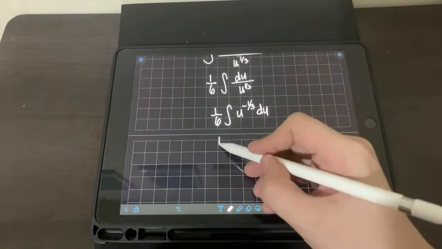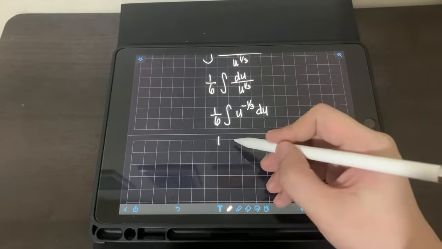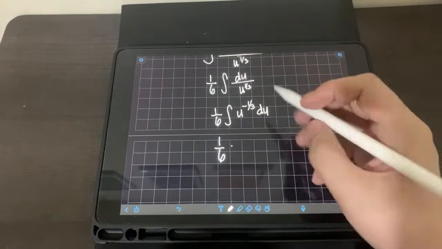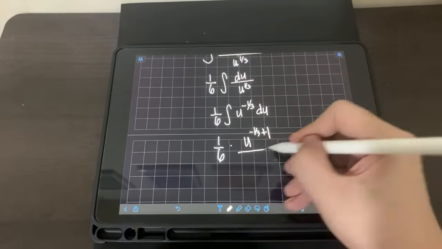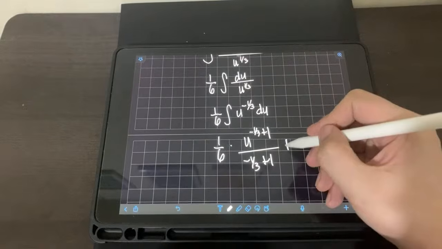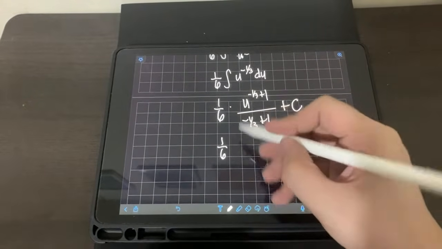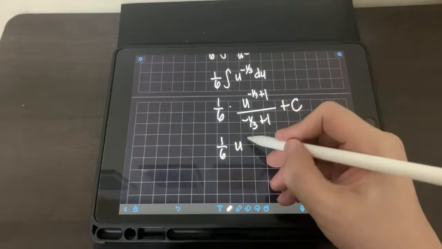Okay? So, you have 1/6 times, how do you integrate this with the power formula? U to the negative 1/3 plus 1 over negative 1/3 plus 1 plus c. So simplify, 1/6 u to the, what is negative 1/3 plus 1? 2/3.